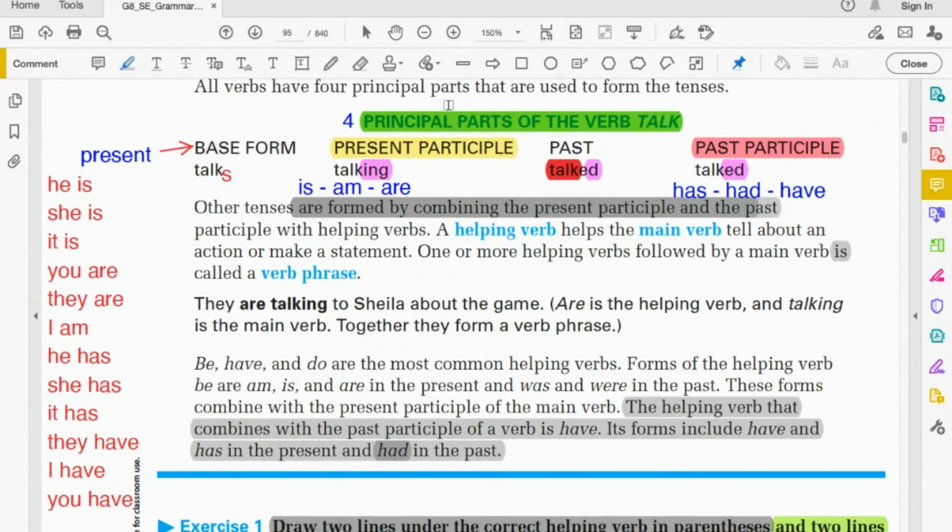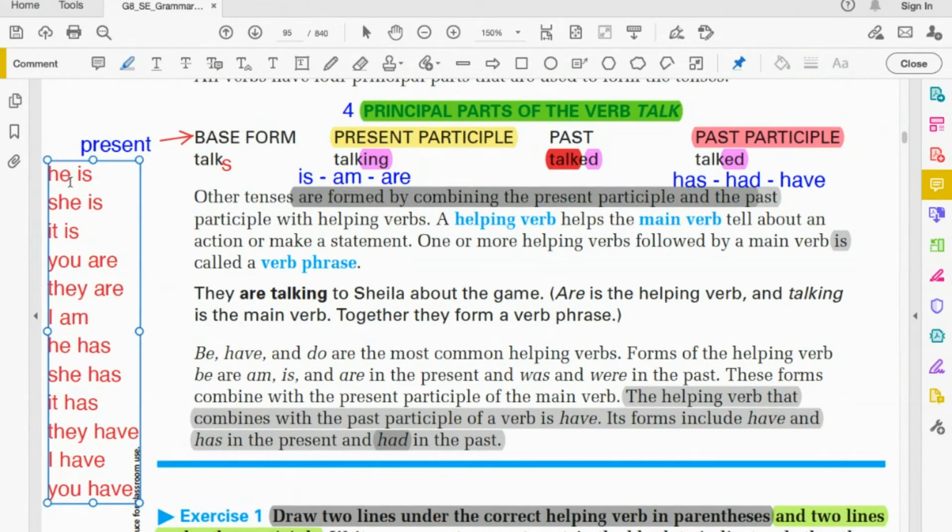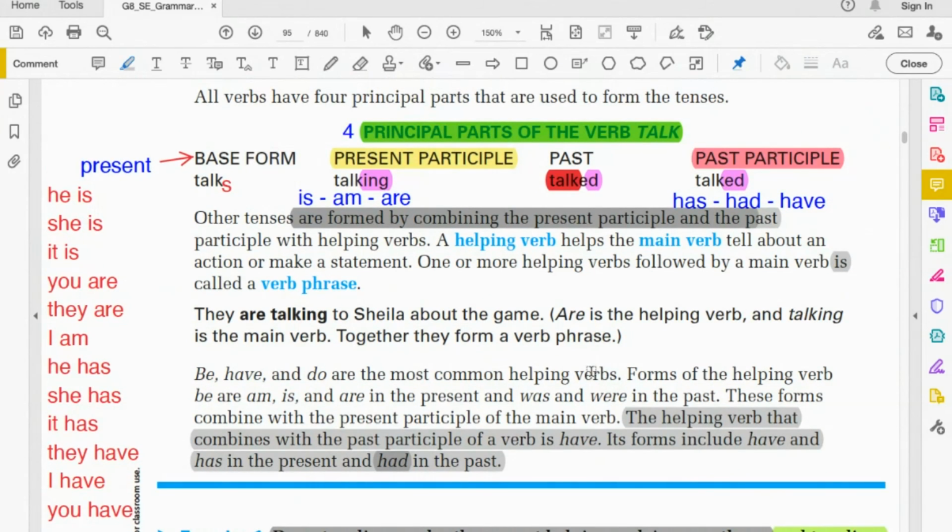I'm strongly encouraging you to list these items down. You can only use is, am, and are with the present participle. You can only use has, have, or had with the past. You can't switch them around. You can't say has talking. You can't say had talking. You can't say have talking. These are reserved for the present. These are reserved for the past.